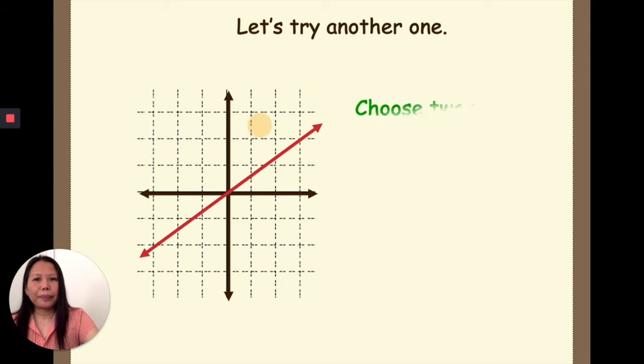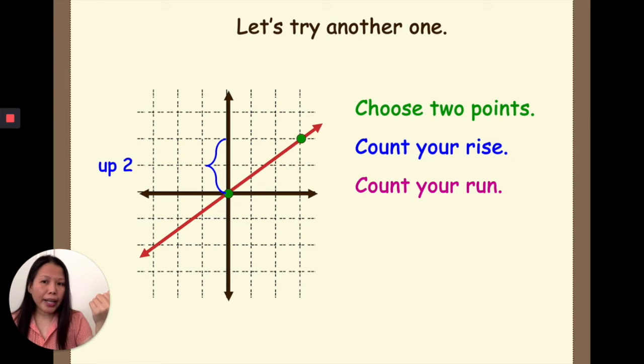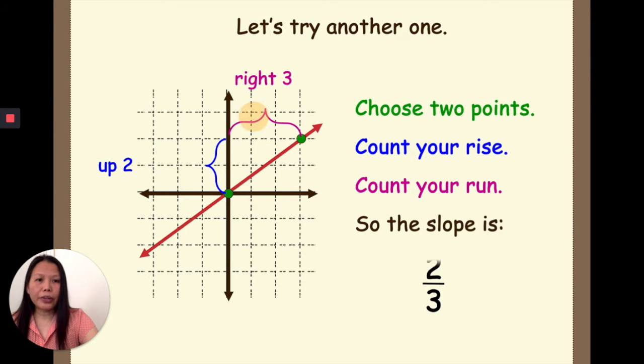Let's try another one. Can we choose? We give you the 2 points now. Go ahead and give me the slope. Pause the video and write your slope if you need to. Count the rise. Up 1, up 2, okay. Count the run. How many units is that? So the slope is 2 over 3.